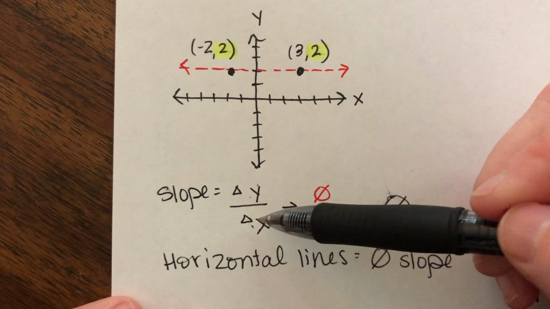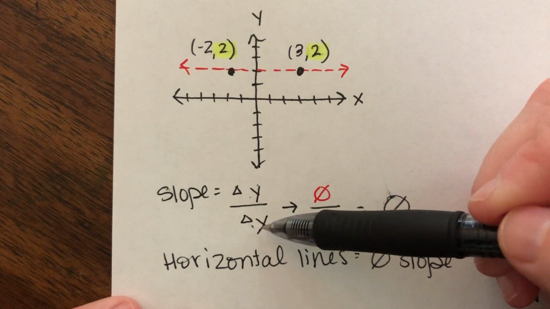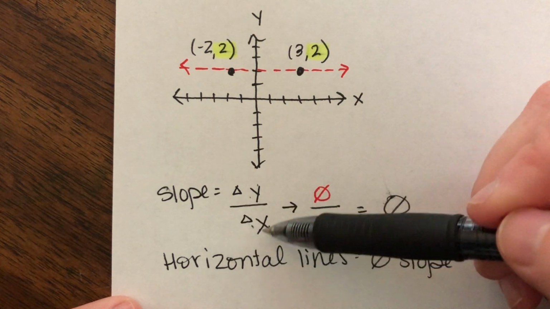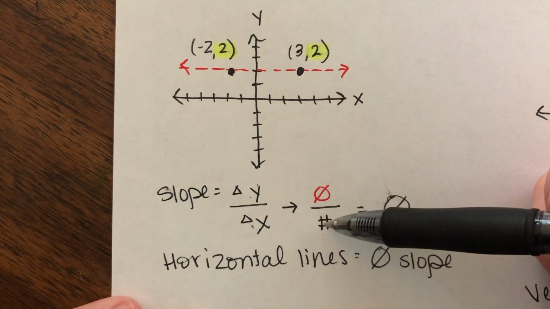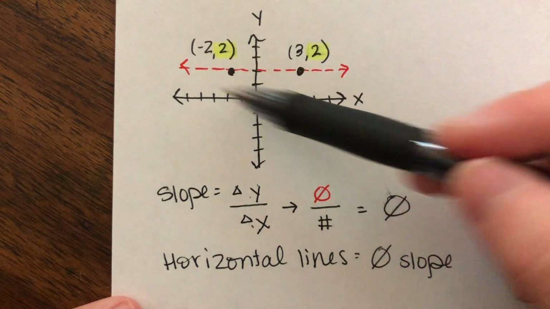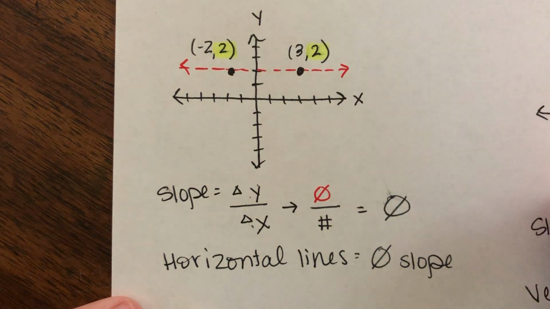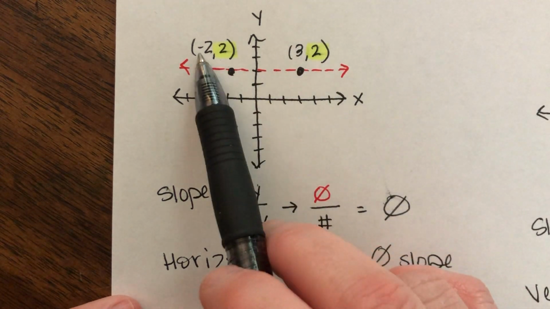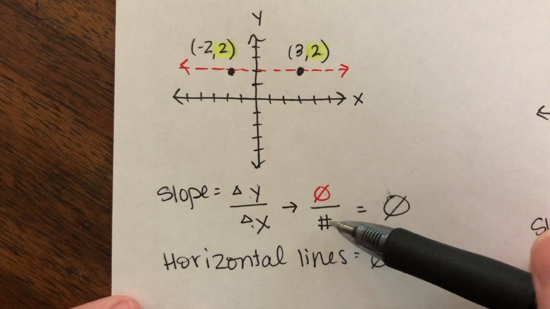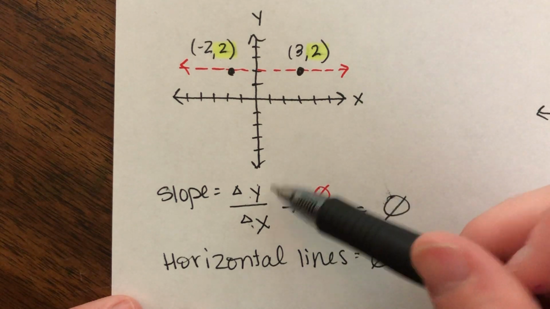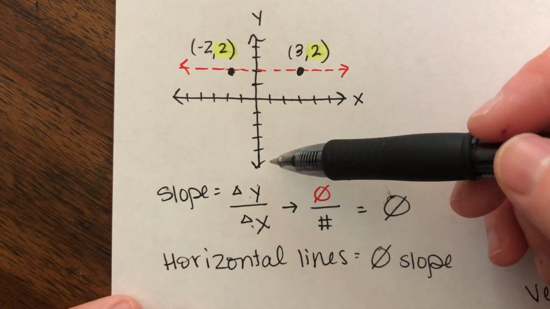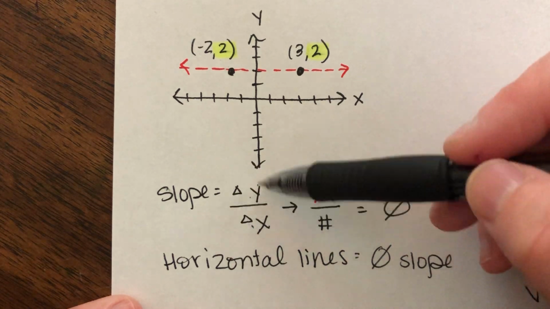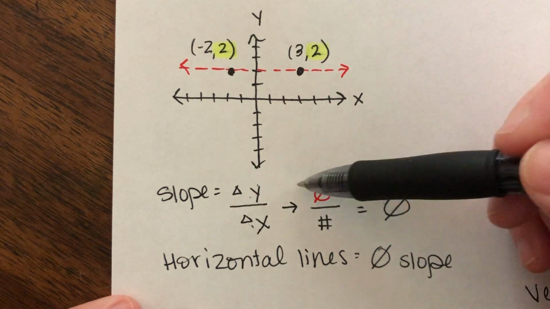So we do move side to side. There is definitely a change here, right? So the change in x will be some kind of number. I don't know what the number is. It'll be some kind of number depending on what 2 points you use, right? Here it would be the difference in negative 2 and 3, so 5. But the change in y, the change up or down, there is no change. So the change is nothing, is 0.